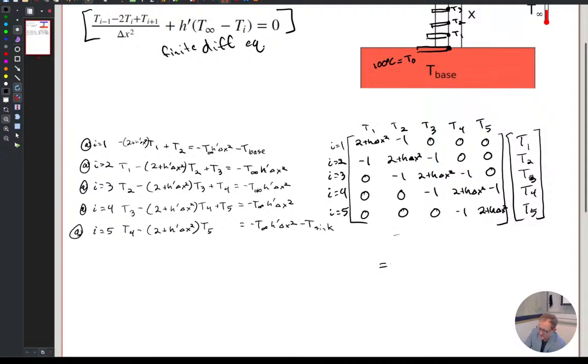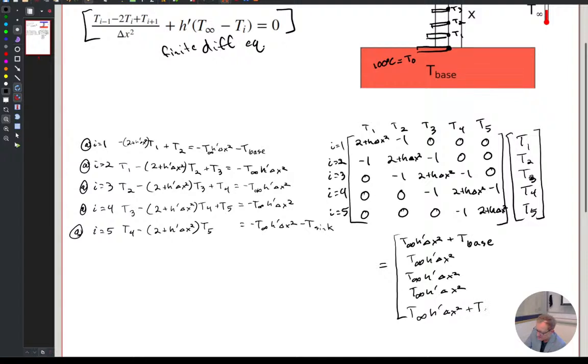And the right-hand side equation is going to be T infinity times h prime delta x squared, plus, I think it's plus that, yeah, plus T base in that first equation, and then T infinity h prime delta x squared plus 0, T infinity h prime delta x squared, T infinity h prime delta x squared, T infinity h prime delta x squared plus T sink.